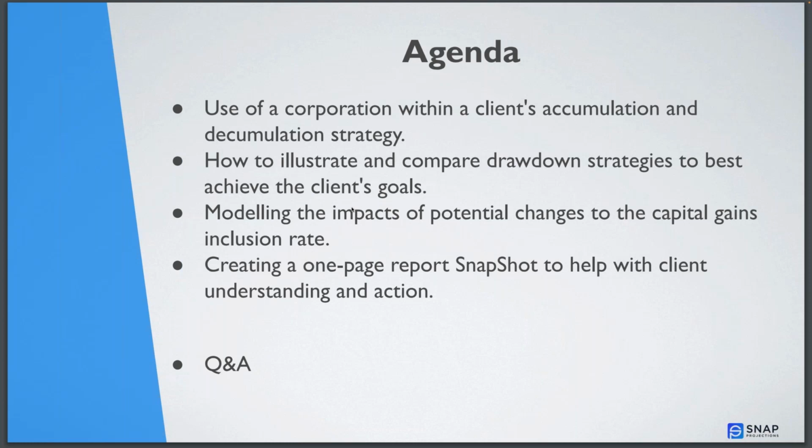Once again, we're going to be going through a full case study using a corporation to show accumulation and decumulation strategies. We'll show how to illustrate and compare drawdown strategies to best achieve the client's goals. We'll be modeling the impacts of changes to the capital gains inclusion rate, and we'll be creating one-page report snapshots and showing you how to include those within your broader report as an executive summary. And we've saved some time at the very end to make sure that we can get to as many of your questions as possible.